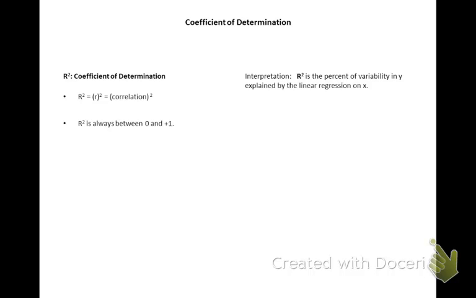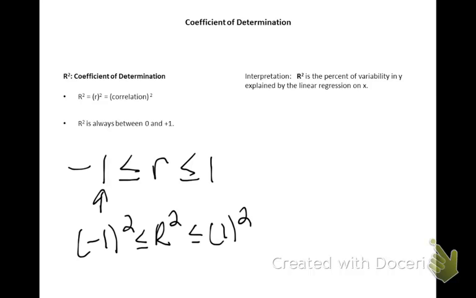Let's discuss the coefficient of determination. The symbol for it is capital R squared. The way you get it is to take your correlation value and square it, or take little r and square it. Since you're squaring r, which falls between -1 and 1, when you square the extremes, you'll get a positive 1. This is where we get the upper end for our coefficient of determination.